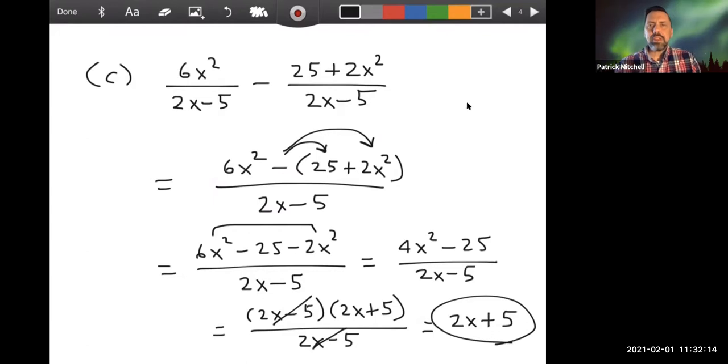All right. So that's adding and subtracting with like denominators. Pretty simple. All right, let's go back to the presentation.